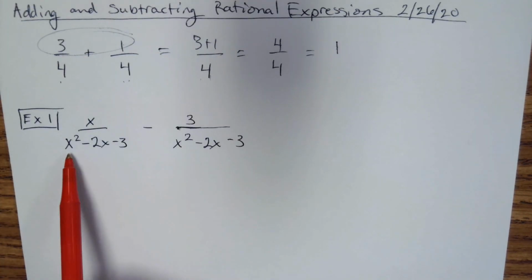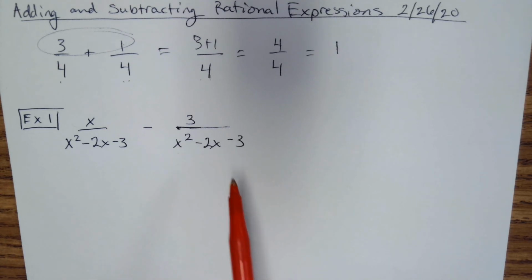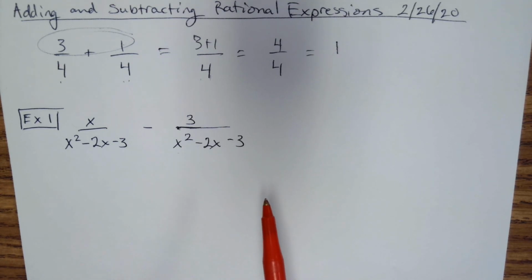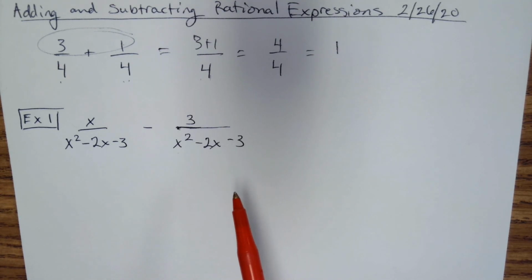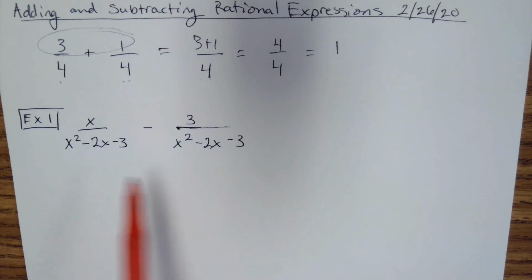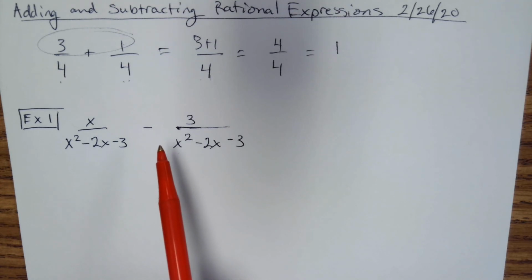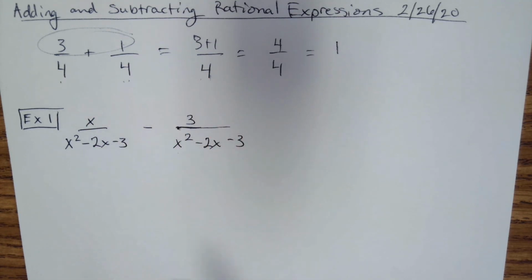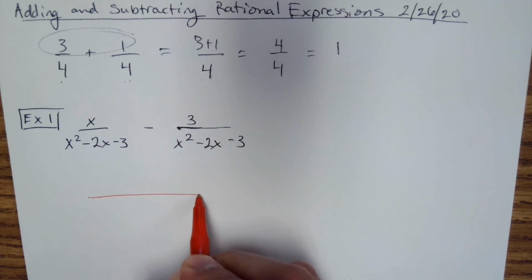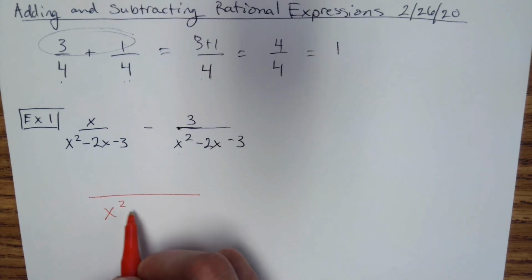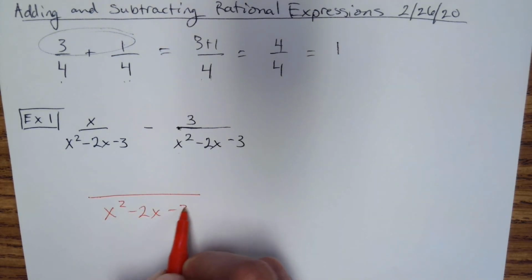We already have the denominator exactly the same. That's very important to be able to notice, because later on they won't be exactly the same and we have to get them. We have to get a common denominator, but right now we're starting small steps. The denominators are the same, so all I'm going to do is write the denominator once. So x squared minus 2x minus 3.